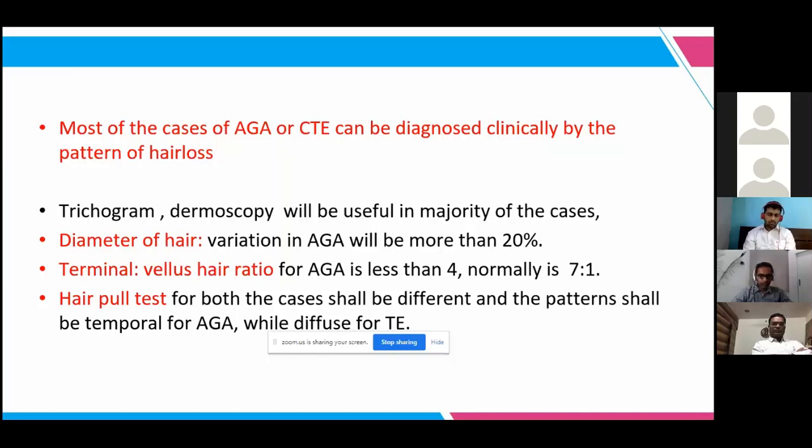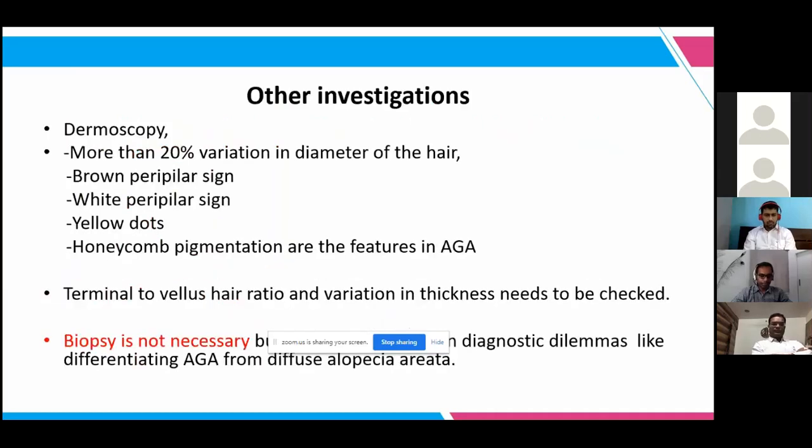And the hair pull test also, because most of the time it is temporal for AGA, as well as for TE. TE means it's diffuse. And then there are the dermoscopy findings also: brown peripilar sign, white peripilar sign, yellow dots, honeycomb pigmentation, and more than 20% variation in diameter. That is also important. And the terminal to vellus hair ratio is also important.